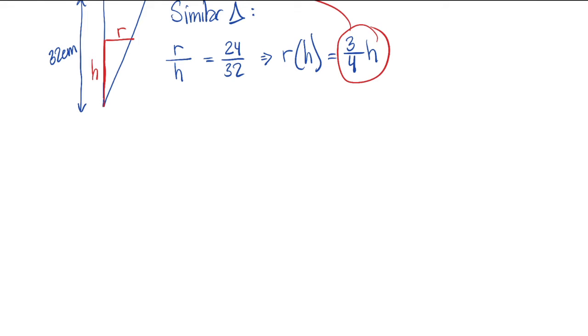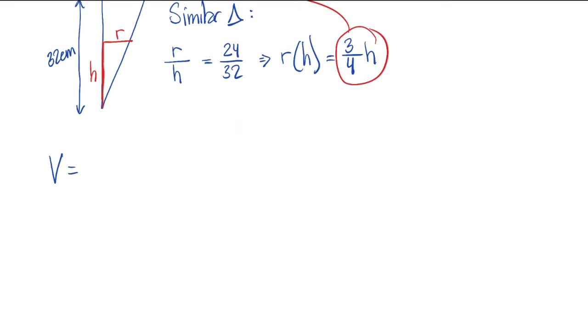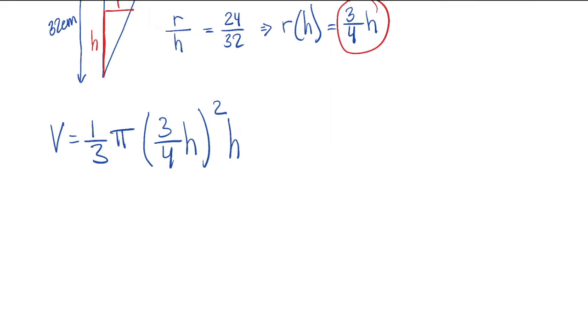So we're going to get the volume equals 1/3 times pi times radius squared, but radius can be expressed as 3/4 times h, and that's squared, times height. We can clean this up a bit. We can square that 3/4 h. It's going to be 9 over 16 h squared times h.